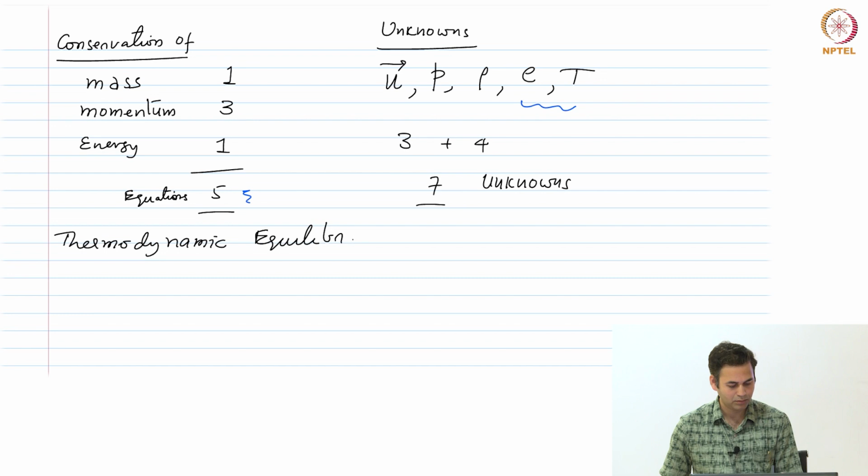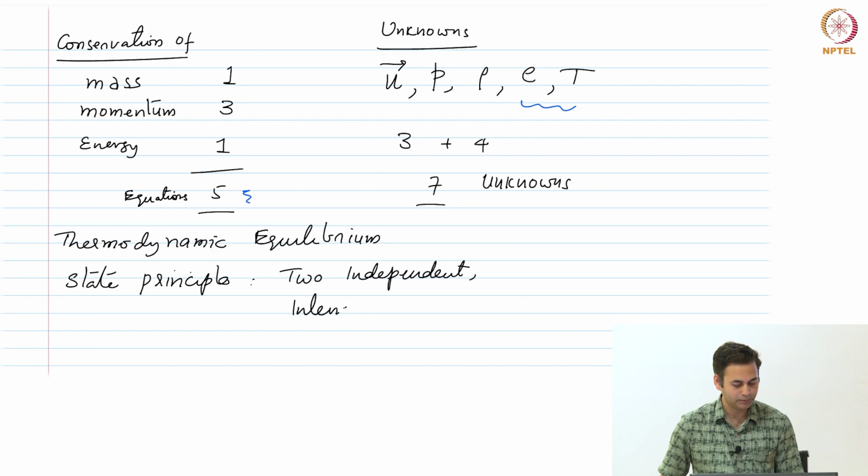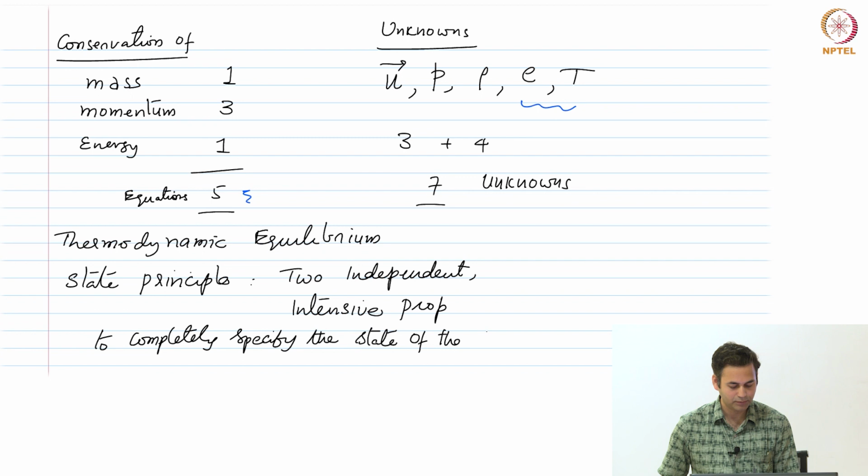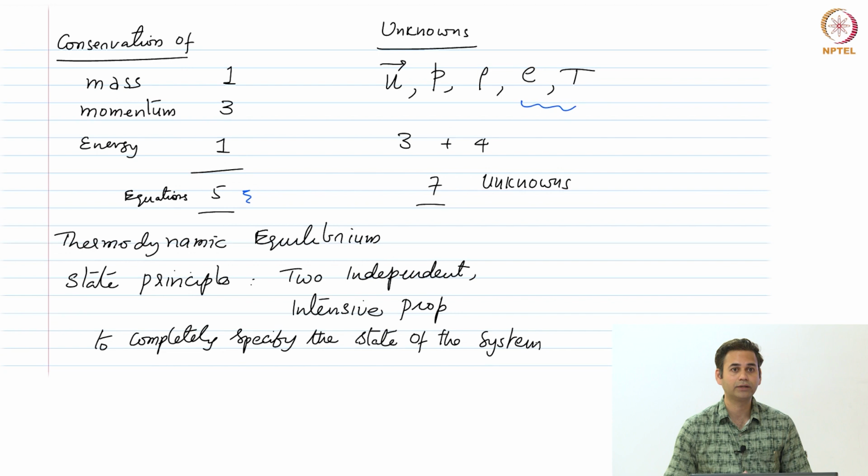We need to invoke something known as thermodynamic equilibrium, right? What does thermodynamic equilibrium mean? It means that if you have a simple compressible system, assuming that it is in thermodynamic equilibrium, then we just need two independent intensive properties to completely specify the state of the system, okay? So essentially, the state principle: we need two independent intensive properties to completely specify the state of the system, if we have a simple compressible system. That means there are no other external forces acting on this particular system, okay?